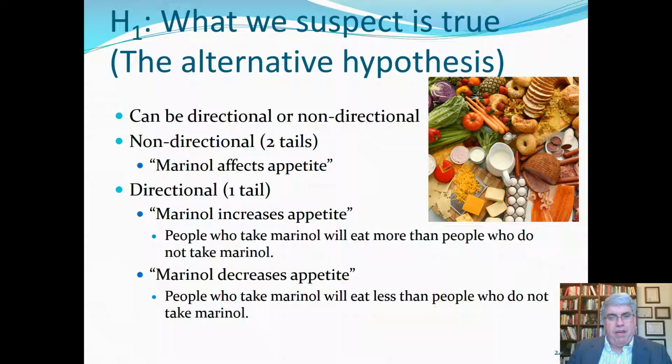Now, this alternate hypothesis, our main hypothesis, can be directional or non-directional. Non-directional just says that there's going to be a change. Marinol affects appetite. It can increase appetite or it can decrease appetite. A directional hypothesis, what we're going to call a one-tail hypothesis, says it's just going to go off in one direction. Perhaps Marinol increases appetite. That means people who take Marinol will eat more than people who don't take Marinol. Or it could be a one-tailed hypothesis in the other direction. Marinol decreases appetite, and people who take Marinol will eat less than people who do not take Marinol. So we can have either type of hypothesis, non-directional two tails or directional one tail.